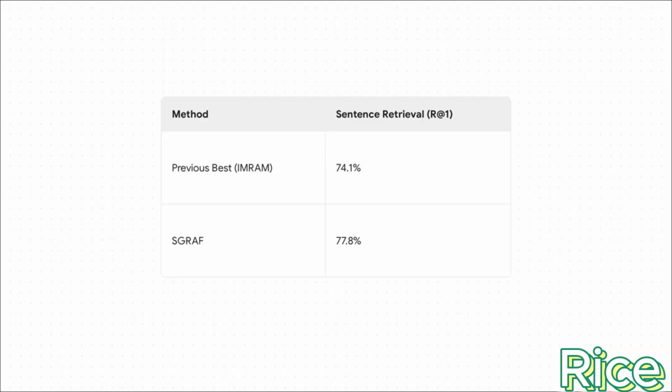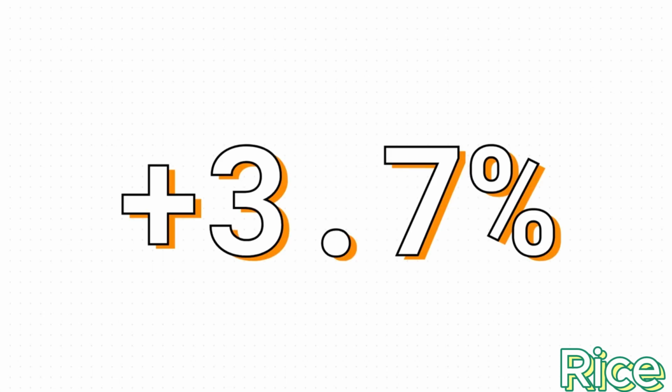All right, so the researchers put SGREF to the test against the best method out there on a standard dataset called Flickr30K. In a key test, the previous champion scored a 74.1% accuracy. The new SGREF method, it hit 77.8%. That's a 3.7 percentage point jump.